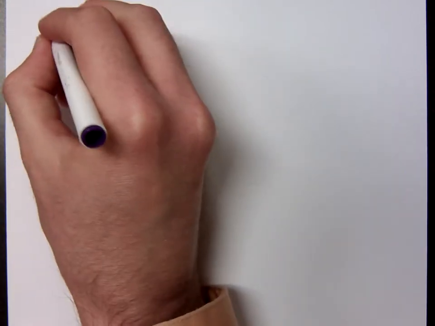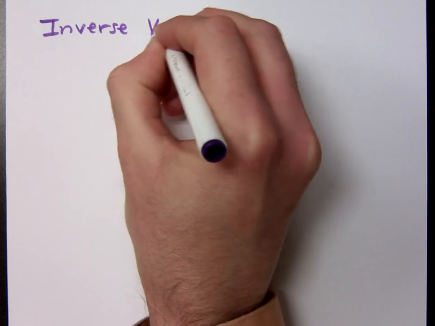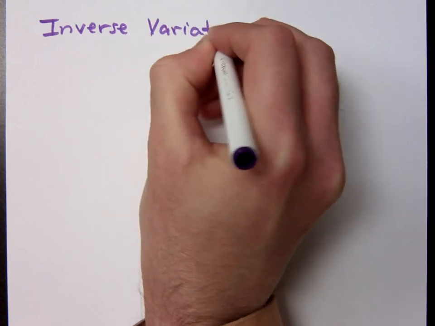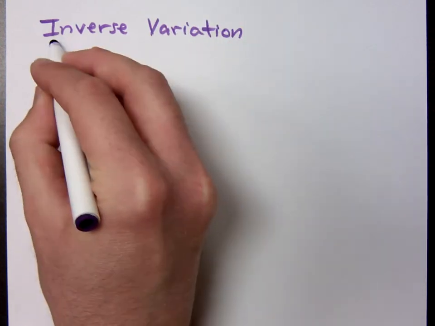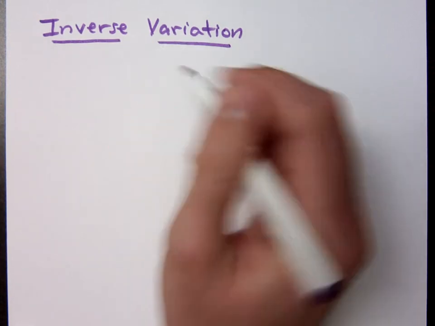There's another kind of variation that goes along with direct variation. Let's call it inverse variation. Now, as we just saw with direct variation, as one quantity increases, so does another one. Inverse variation is going to do the opposite.